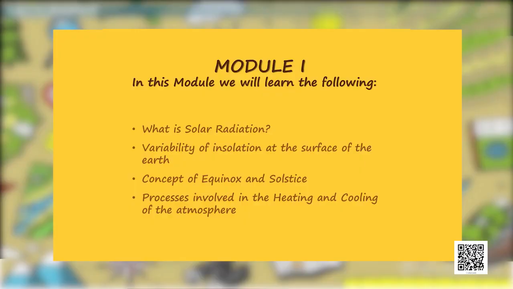The main objectives of this chapter are: after studying this module, you will be able to explain the importance of insolation and establish the relationship between the angle of incidence of the sun's rays and the intensity of heat received from them at a place. Explain the concept of equinox and solstice, and explain the different processes involved in heating and cooling of the atmosphere: conduction, convection, radiation and advection.